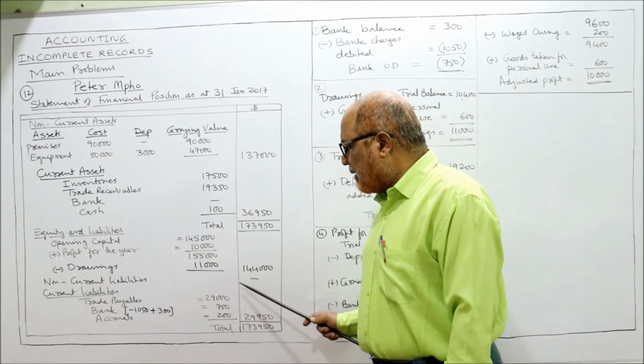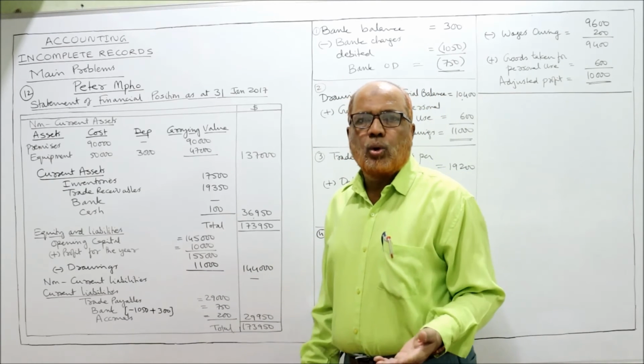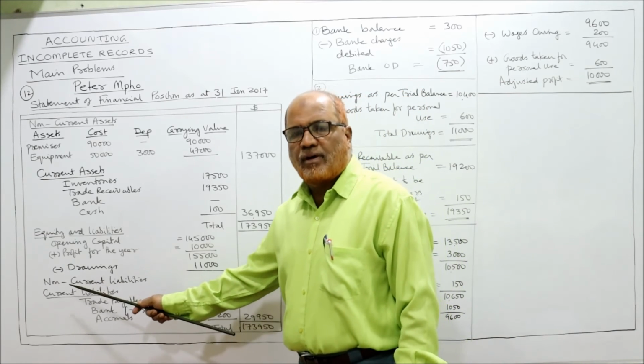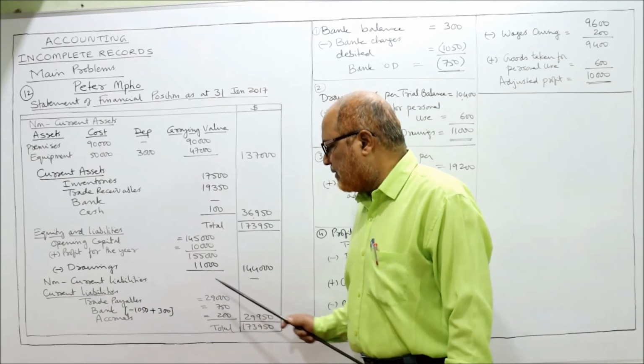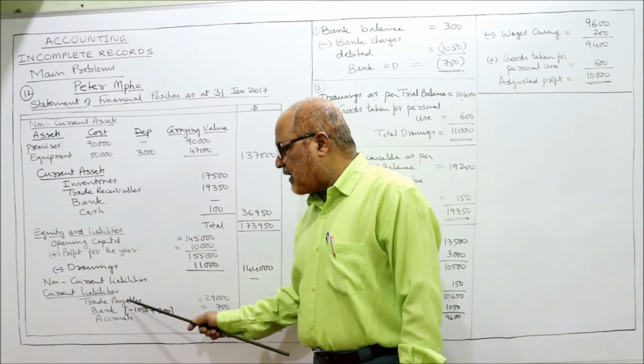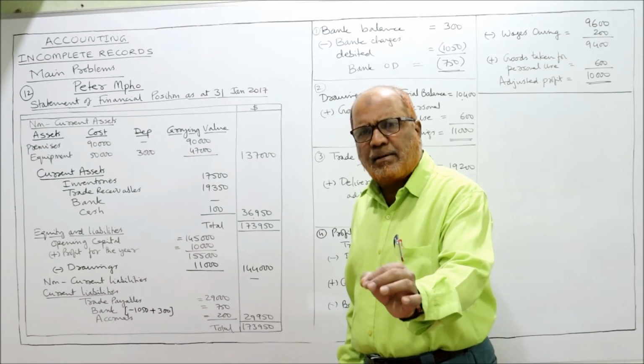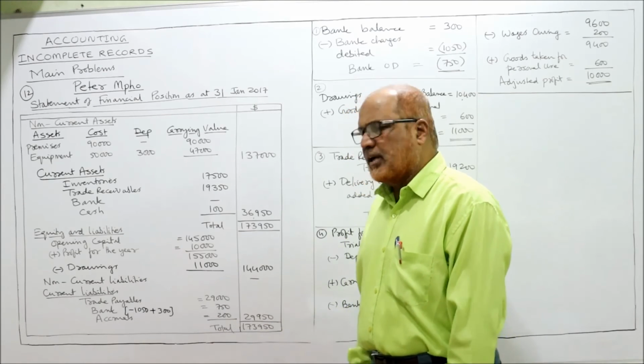Now non-current liabilities are not there. Bank loan, etc. Long-term loans are not there. Simply for the sake of remembering that point, I am writing non-current liability nil. Then current liability, trade payable. As it is, 25,000 is given, same, no adjustment, nothing, directly 25,000.